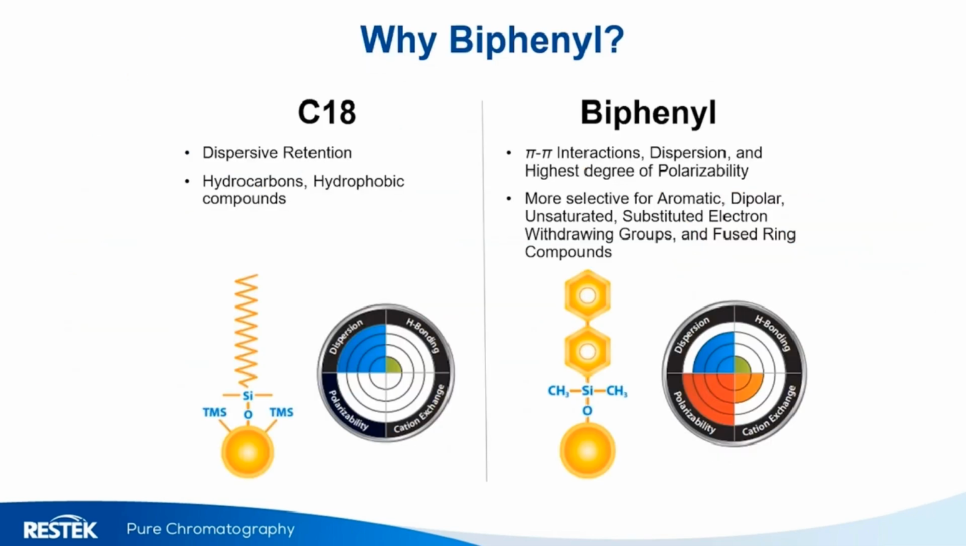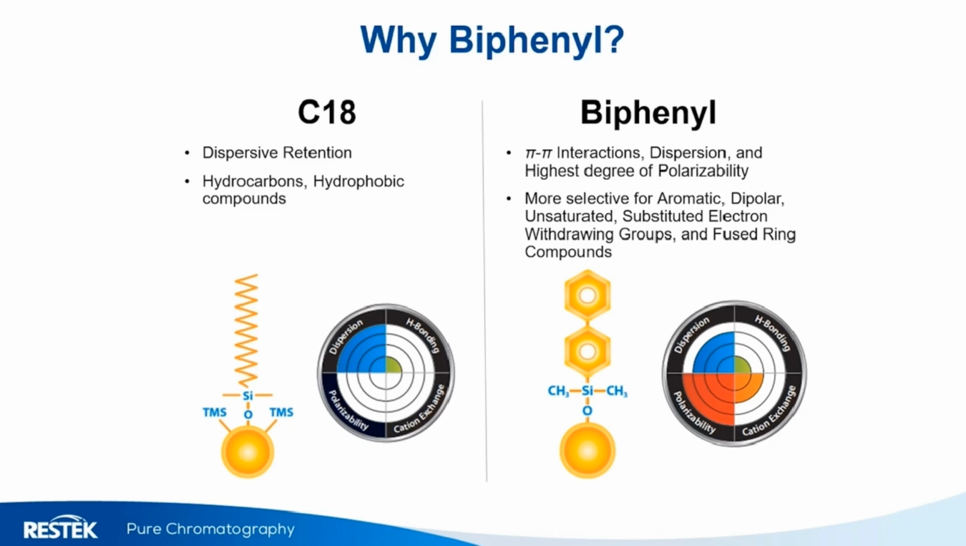So we have looked at retention mechanisms for C18 and biphenyl. Now let's answer the question, why biphenyl? C18 is the most common reverse phase column in use. It's driven primarily by dispersive retention and is great for hydrocarbons and hydrophobic compounds.